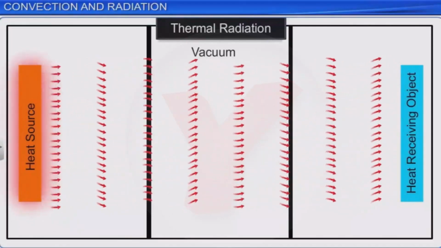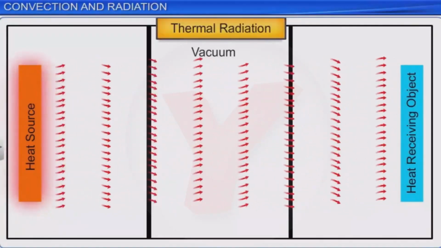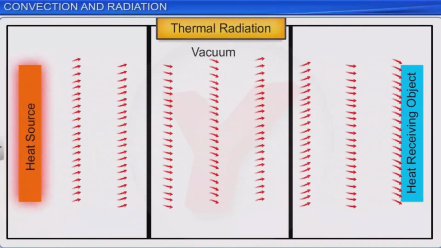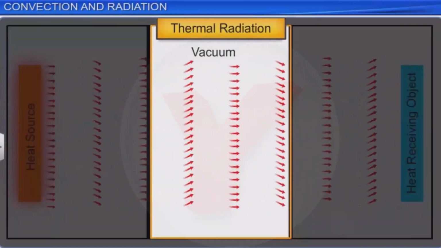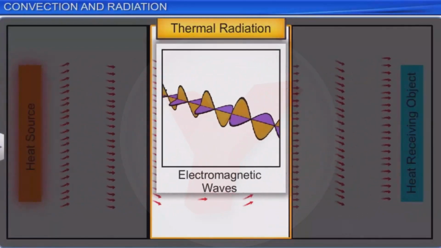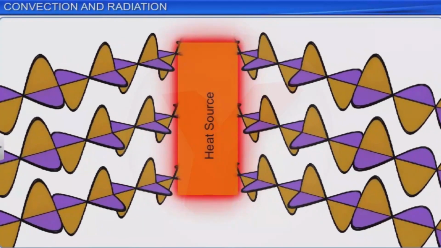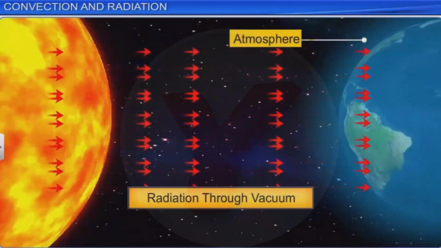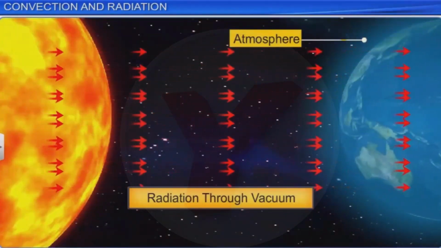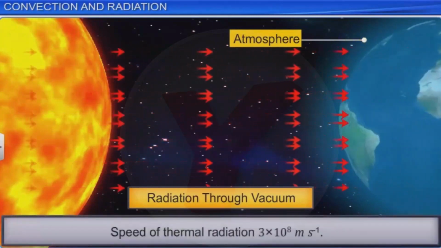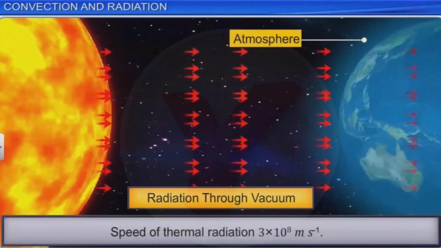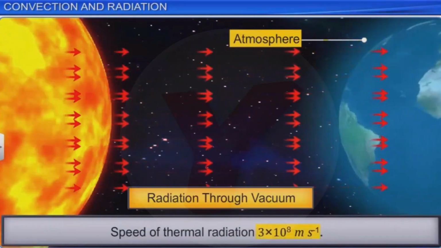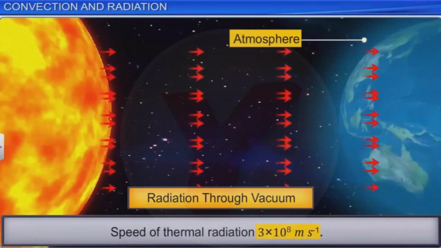The third mode of heat transfer is thermal radiation, where heat is transmitted even through vacuum in the form of electromagnetic waves. The electromagnetic waves emitted by a body by virtue of its temperature is called thermal radiation. Heat energy received from the sun is in the form of radiation. Like any other electromagnetic waves, thermal radiation can travel at a speed of 3 × 10⁸ meters per second.